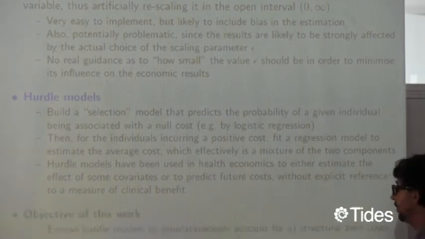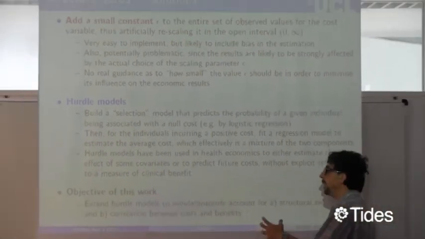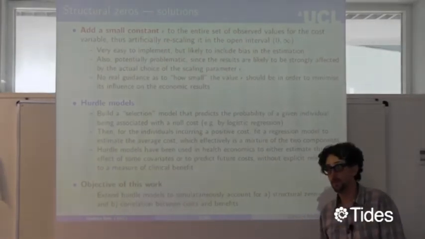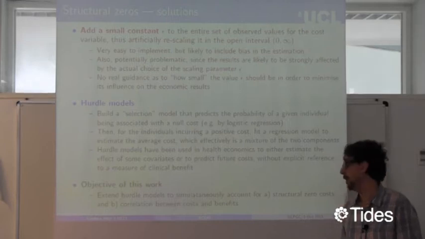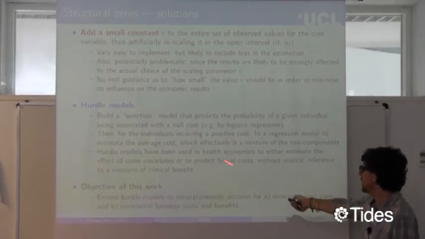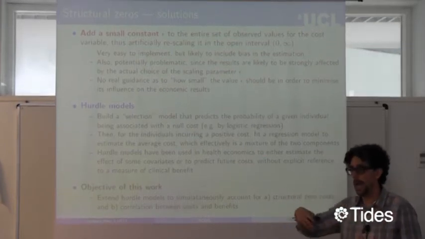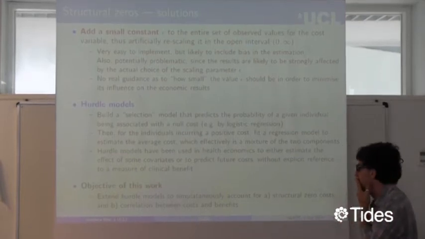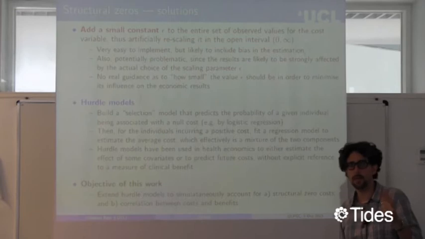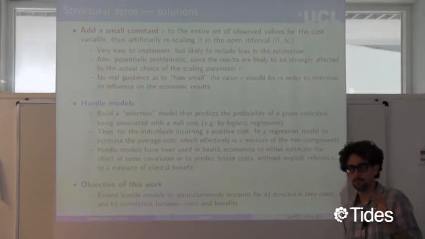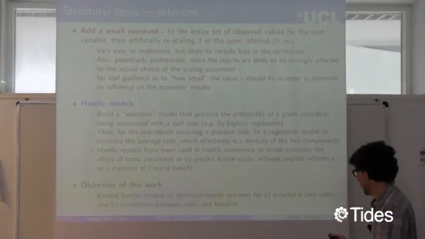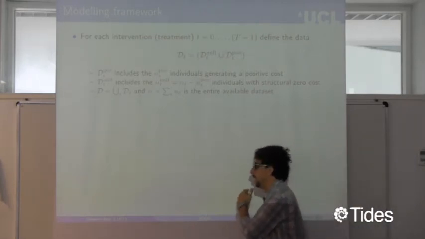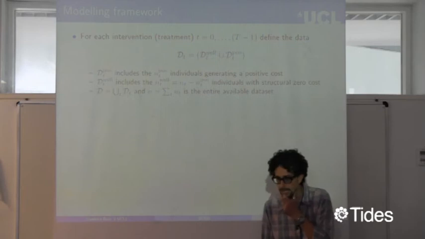So this is where I try and come in to extend the hurdle models to also account for the variable of effectiveness, of clinical benefit. So to extend this framework to allow to make a proper health economic evaluation or cost effectiveness evaluation. Is that clear enough? Kind of. Yeah? Cool. All right, so let me just put down the actual framework for my analysis.